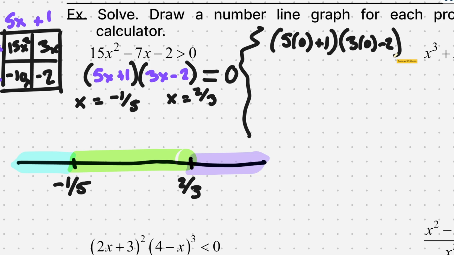Now, on a problem like this, fully evaluating is not that hard, right? It's 0 plus 1 is 1 times 0 minus 2 is negative 2. 1 times negative 2 is negative 2. That's negative. Okay. Here's the shortcut I'm going to show you that becomes more useful on more complicated problems.